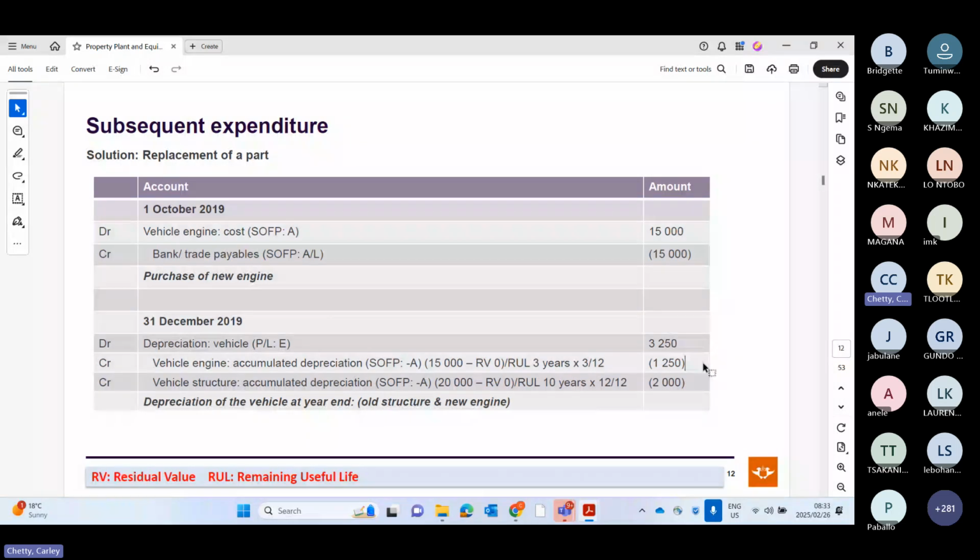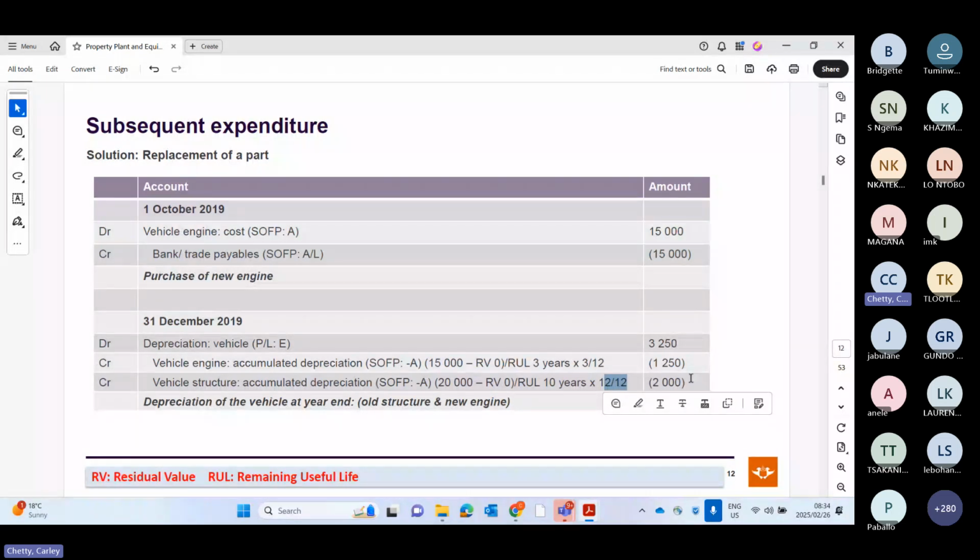But remember that the vehicle engine is only one part of the asset. We still need to depreciate the vehicle structure. So the vehicle structure had a carrying amount of 20,000 on the 1st of January 2019. So we need to depreciate this over the remaining useful life of 10 years. So the residual value is 0. So we're going to go 20,000 minus the residual value of 0 divided by 10 years. And we had this vehicle structure for the full year, so we do not need to prorate it. And that will give us depreciation relating to the vehicle structure of 2,000 Rand.